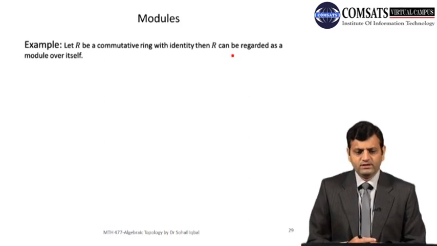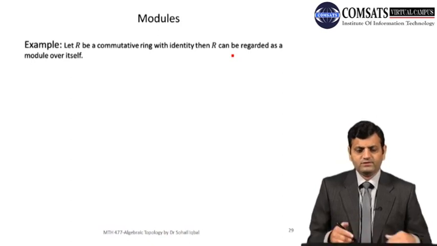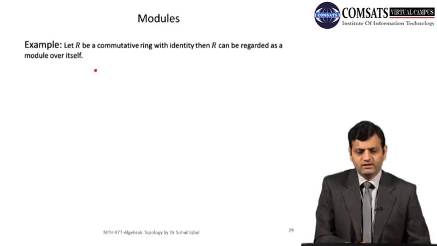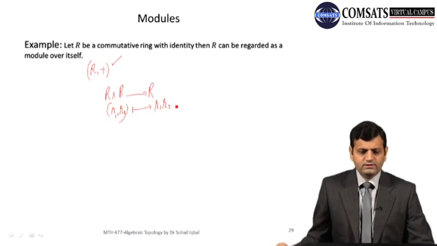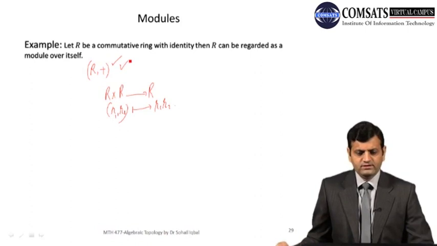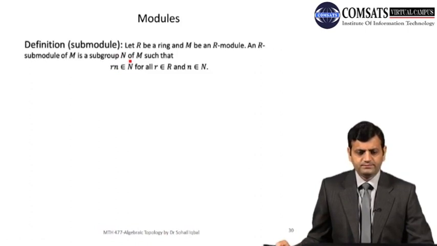Let's consider another example. If R is a commutative ring with identity, then R can be regarded as a module over itself. How can we do that? R is a commutative ring with identity, so R has two operations, addition and multiplication. R under addition is already an abelian group, and we can define the action of R on itself as (R1, R2) goes to R1 R2. Using this action and this property, we can easily see that this is a module over itself.